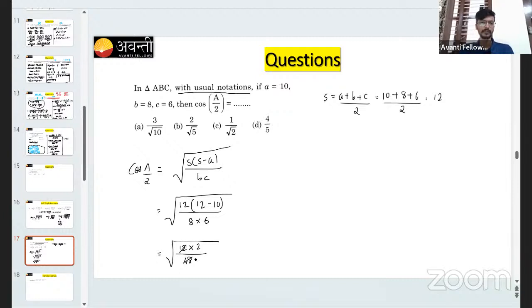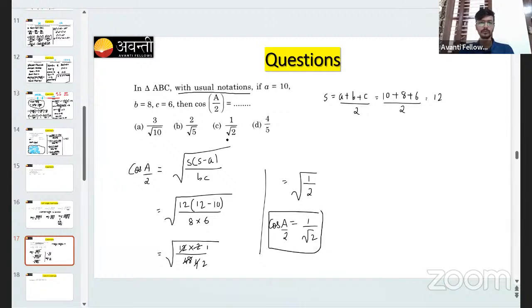सो 12 1 जा, 12 4 जा 48, 2 1 जा और 2 2 जा. दिस इज वेरी सिंपल आ गया. ये क्या आ गया? Under root of 1 by 2. तो दैट इज बेसिकली 1 upon root 2. तो ये किसकी वैल्यू आ गई? cos A by 2 की. तो cos A by 2 की वैल्यू which is option C. Simple. Got it? Now let's move on to next.